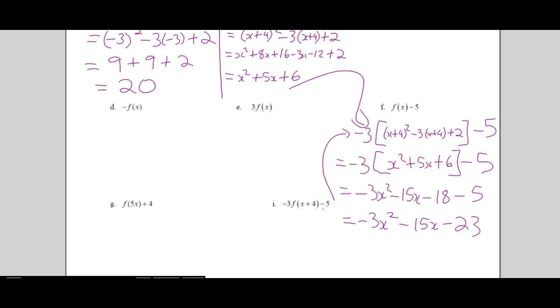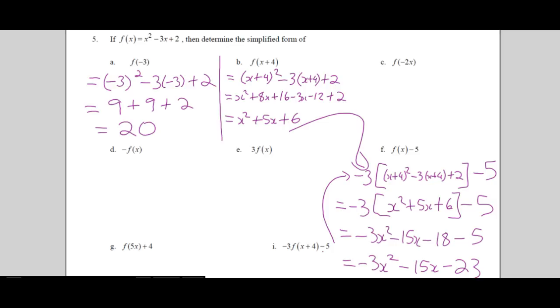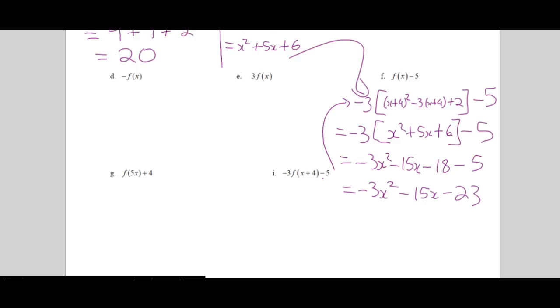All right, so the rest of them you can do. They're all simple variations of this. So 3f of x is just 3 times. Where you see f of x, you're going to replace it. It's a simple replacement. It just says these things are equal. Wherever I see an f of x, I can write x squared minus 3x plus 2. If I see f of 2x, then I know I have to write 2x quantity squared minus 3 times 2x plus 2.